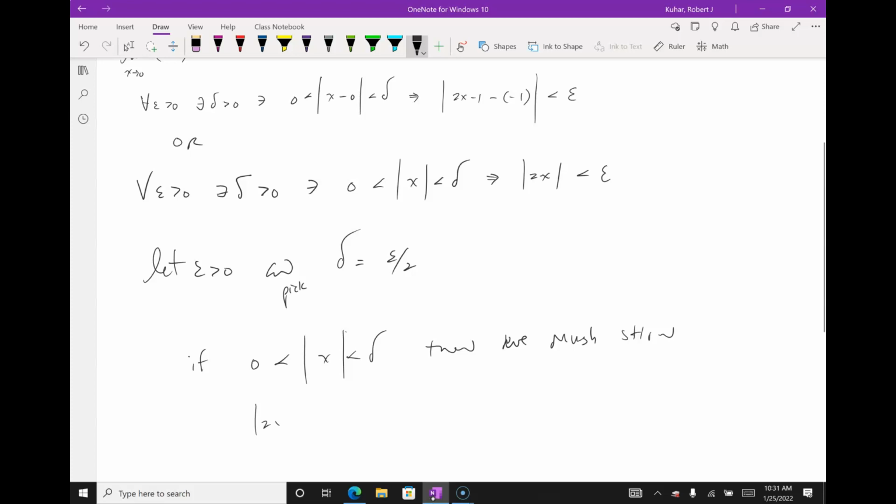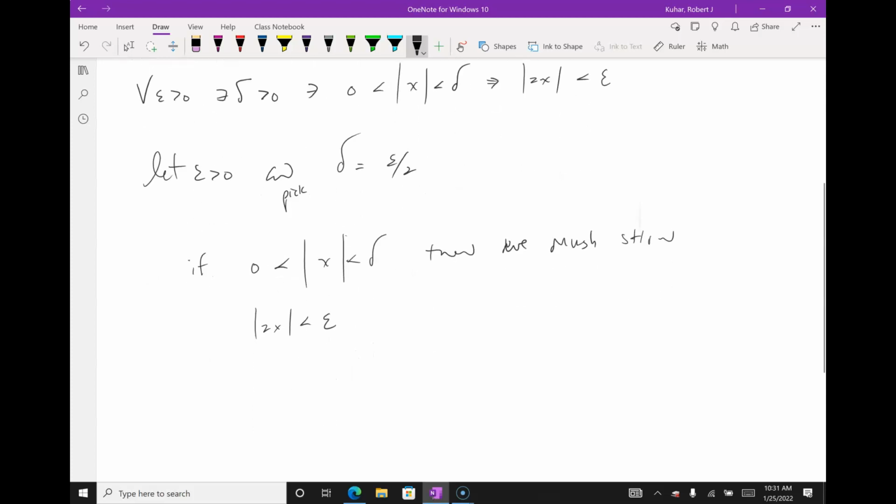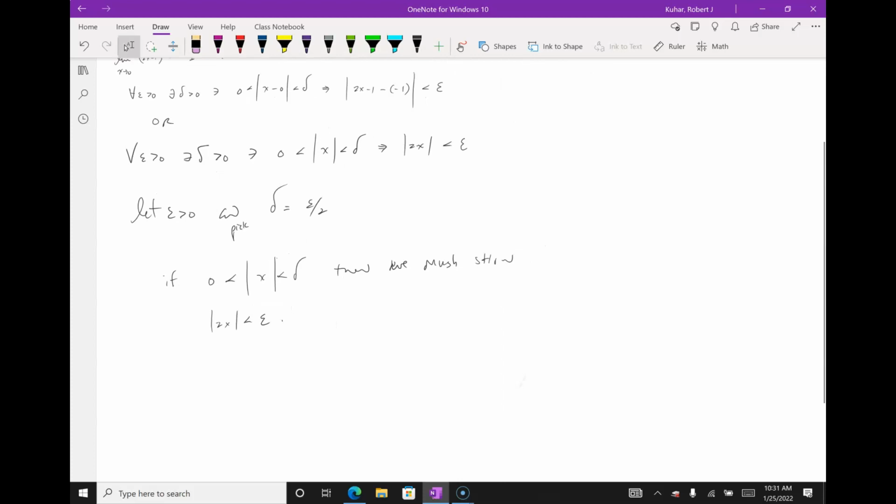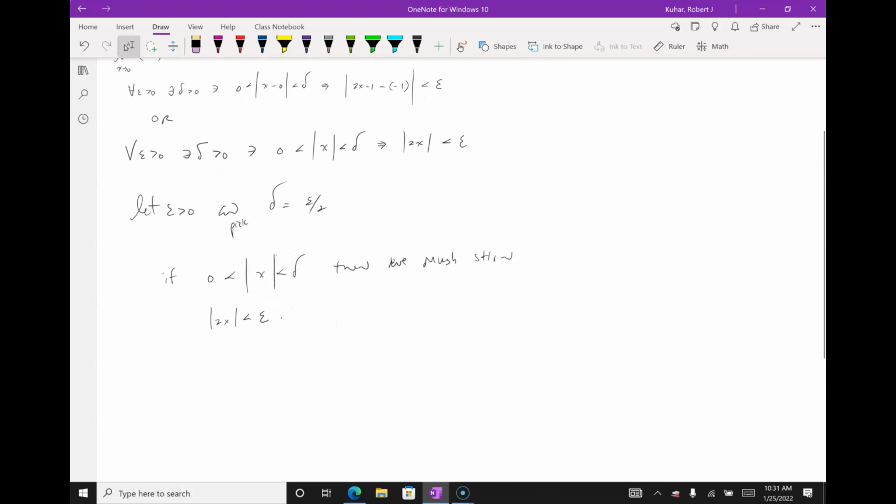That the absolute value of 2x is less than epsilon. Everybody with me? It says for every epsilon greater than 0. So I said, okay, let's pick a number bigger than 0. Fine, whatever it is. 5.3.